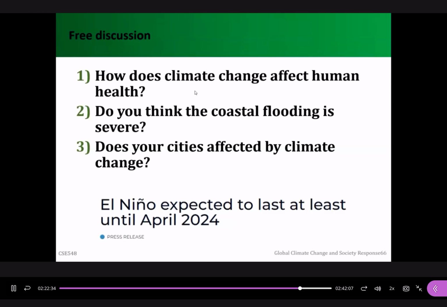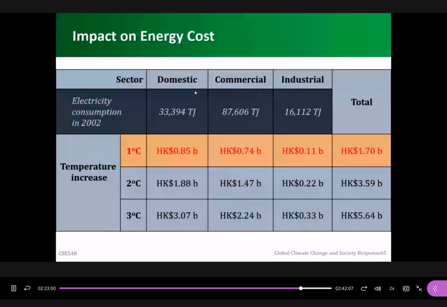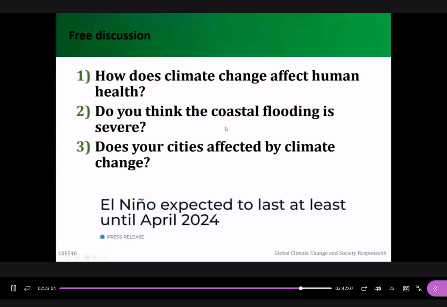The third question is: is your city affected by climate change? This is related to the second one. If we are affected by climate change, we will think this is a severe problem. But in general, climate change is a global problem. It's not easy for a person to change this problem. In general, it's the policymakers or the government who implement policies.